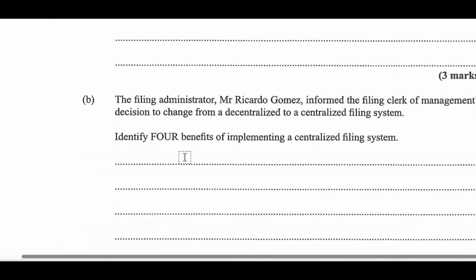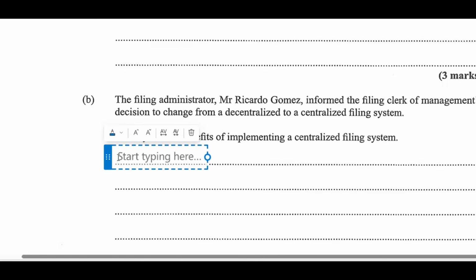The filing administrator, Mr. Ricardo Gomez, informed the filing clerk of management's decision to change from a decentralized to a centralized filing system. Identify 4 benefits of implementing a centralized filing system. A decentralized filing system is where each department has its own filing system. A centralized filing system is where all the different departments have to share and meet up at a central location to use the same filing system. So what are 4 benefits of implementing a centralized filing system?